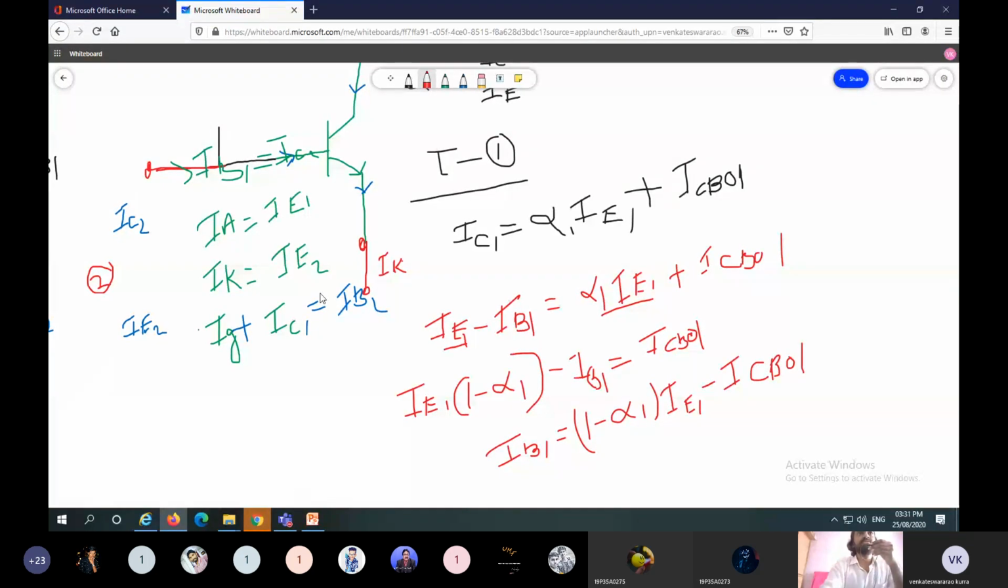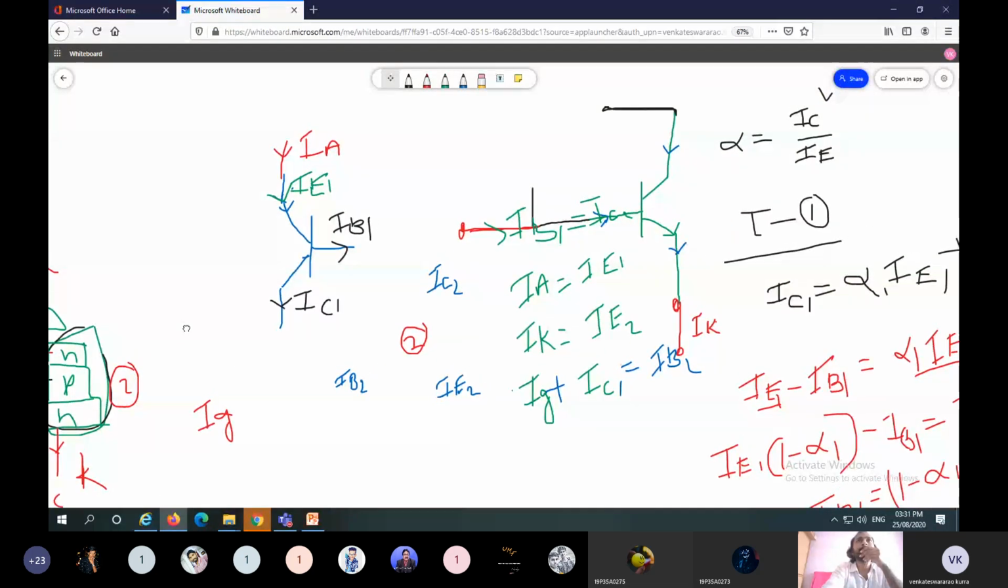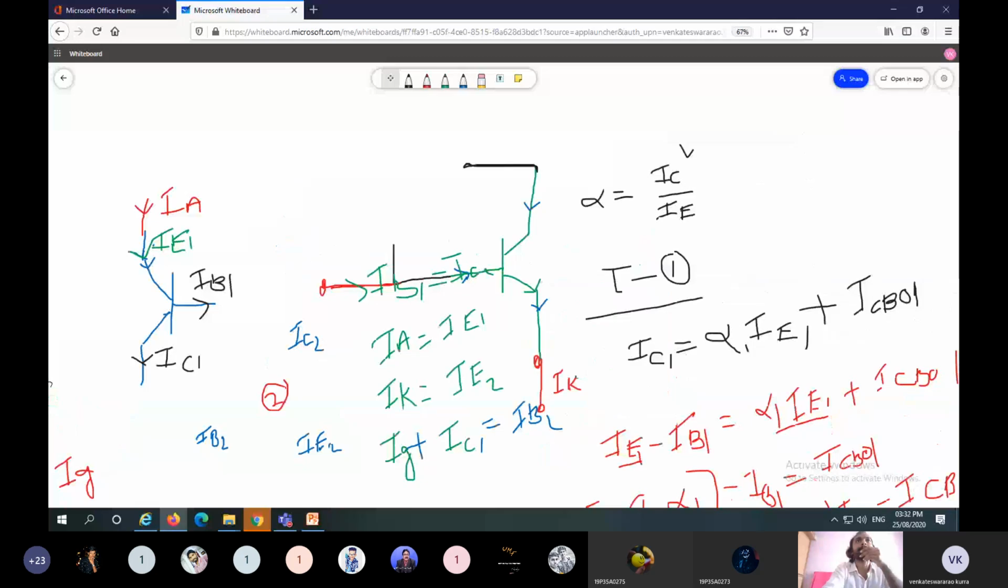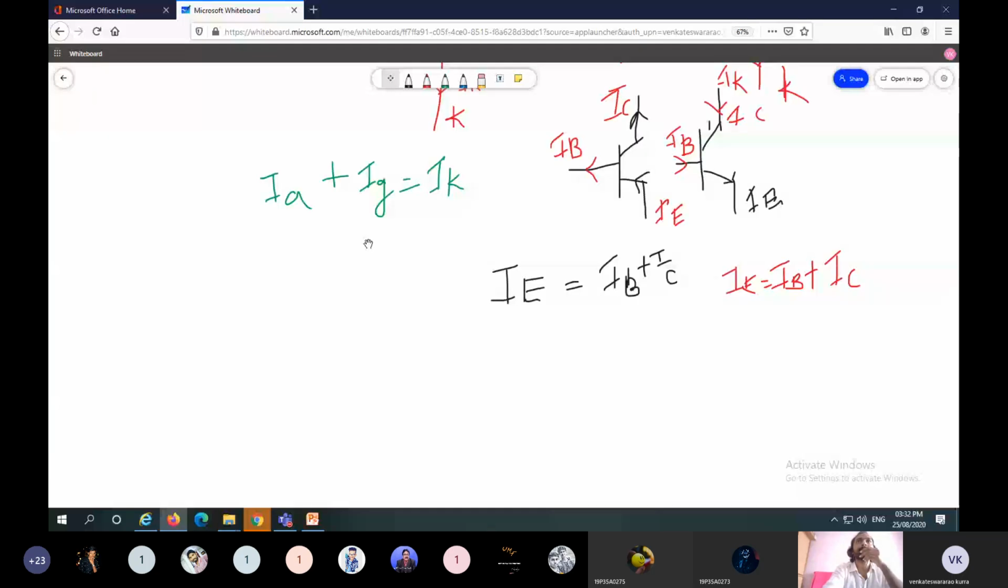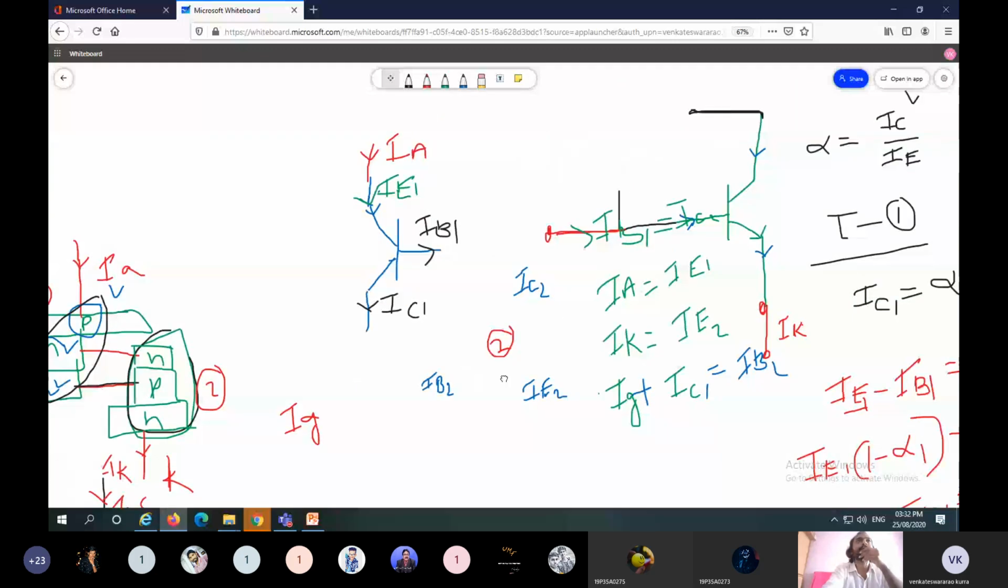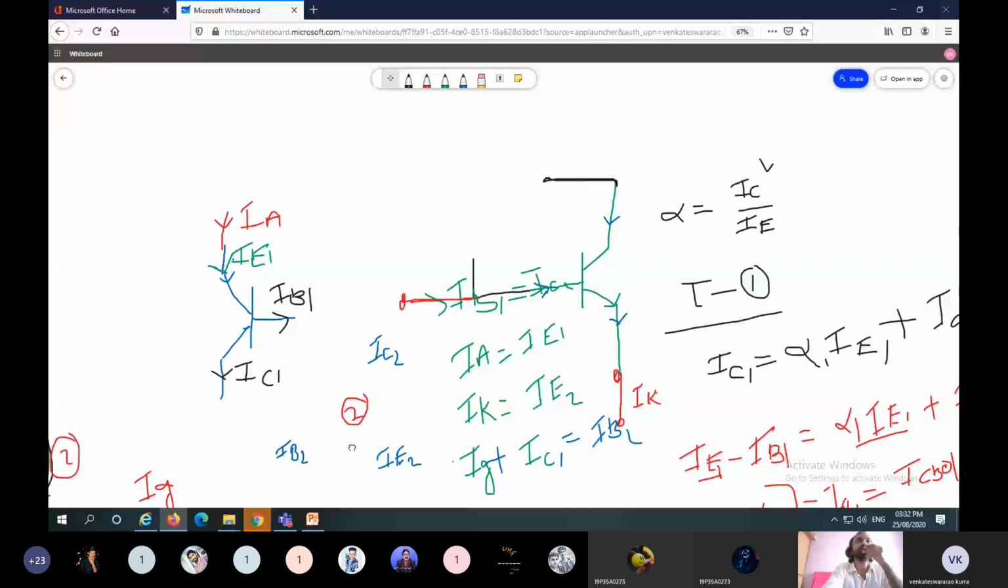So if you observe this two transistor analogy, if you observe the diagram of two transistor analogy, okay, some part of the diagram is missing here.